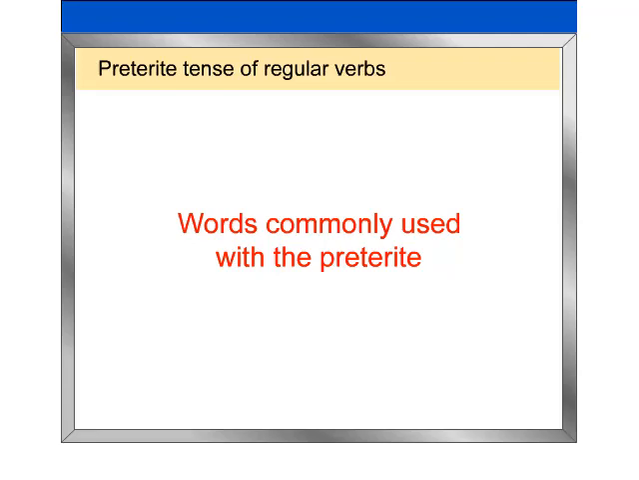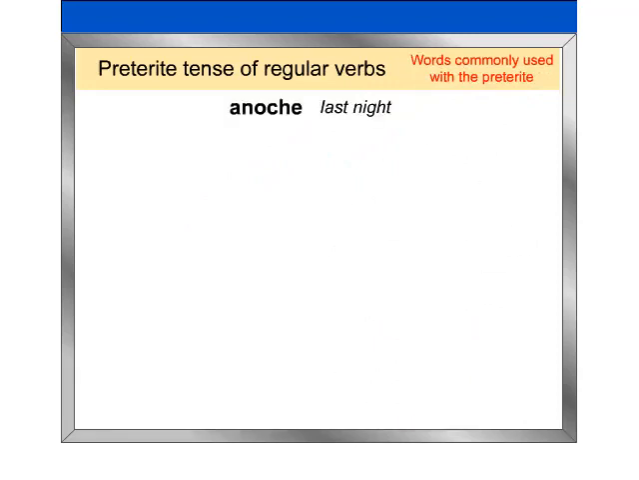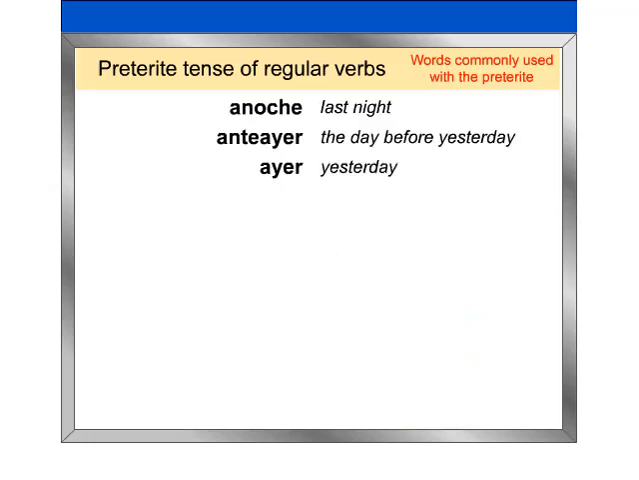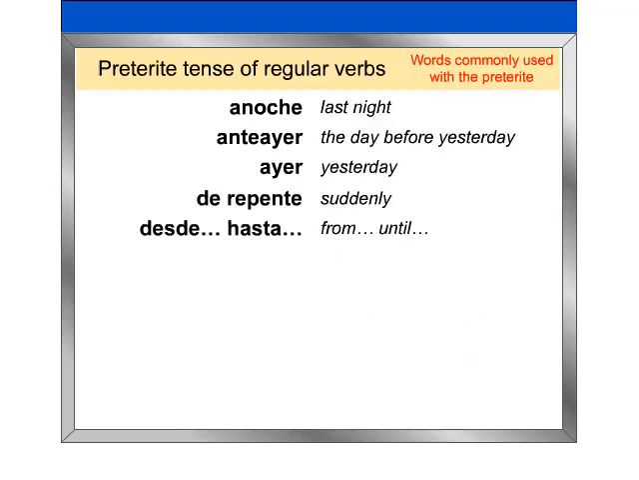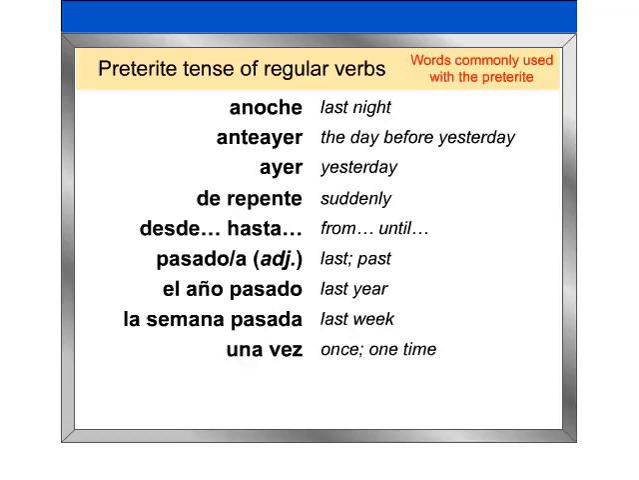Words commonly used with the preterite. You'll now learn some words and phrases that are commonly used with the preterite. Repeat after me. Anoche, anteayer, ayer, de repente, desde, hasta, pasado, el año pasado, la semana pasada, una vez, dos veces, ya.